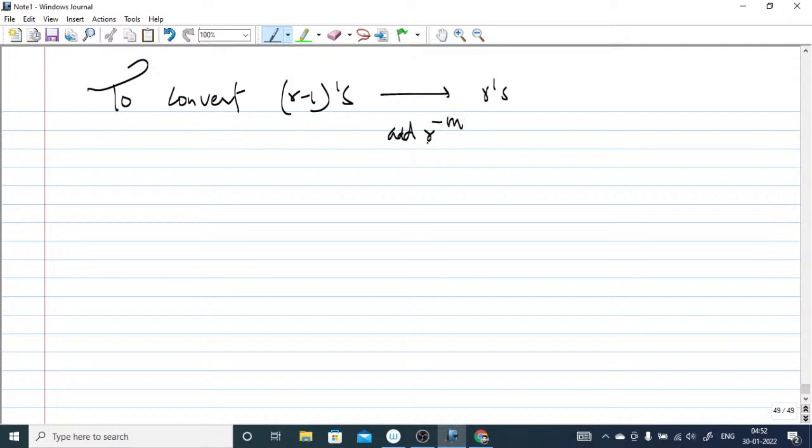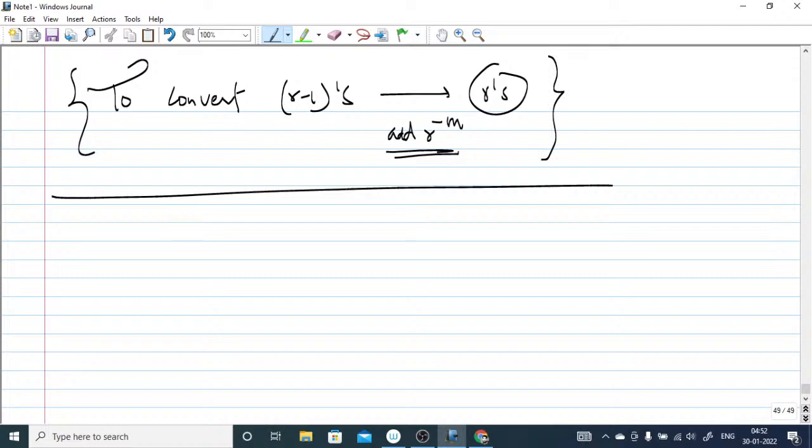To convert the R minus 1's complement to the R's complement, we have to add R to the power minus m, and then you will get the R's complement. We will also see what the applications of these complements are.